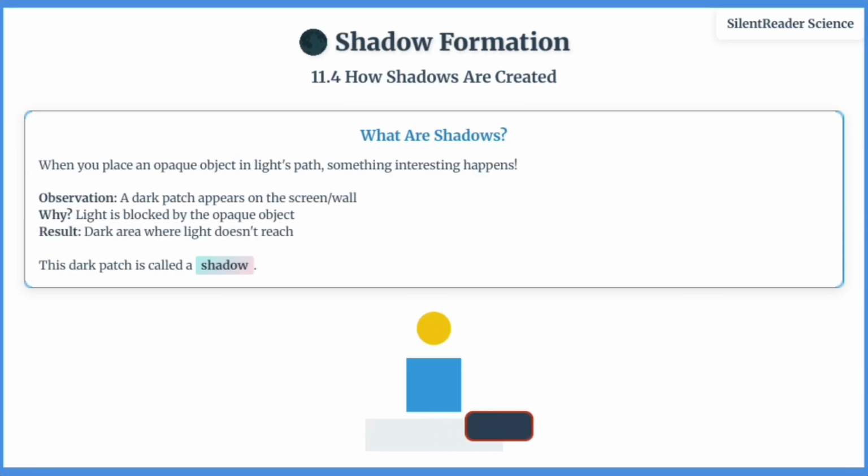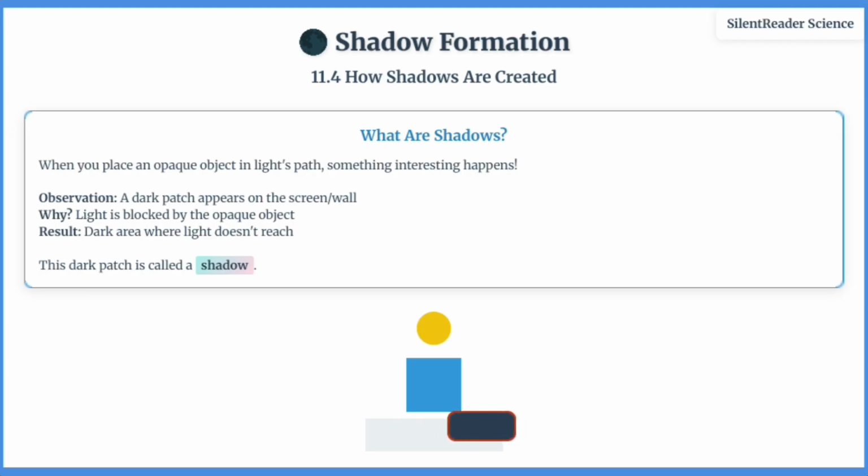When light is blocked by an opaque object, shadows are formed. A shadow is simply a dark area where light cannot reach because it's blocked by an object. 3 things are needed to see a shadow: a source of light, an opaque object to block the light, and a screen where the shadow can form. In daily life, walls, floors, or any surface can act as screens.